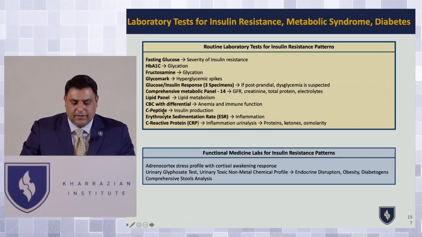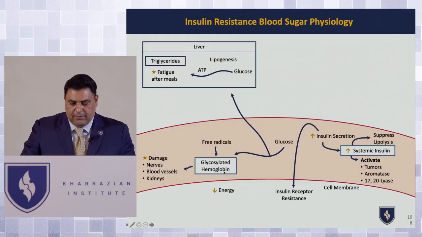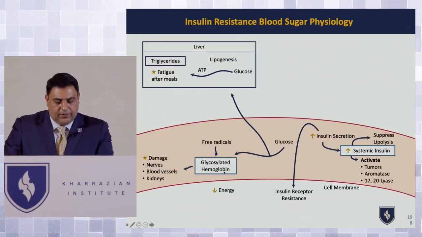C-peptide is a direct reflection of how much insulin they're producing. If their C-peptide levels start to drop, that means their pancreatic islet cells are not functioning, and you can definitely check some inflammatory markers. And then some functional medicine tests, again, adrenal cortex, cortisol panel, and then urinary glyphosates, and endocrine disrupting chemical, toxic, non-metal chemical profile, and then looking at the GI panel, are some pretty good routine markers.